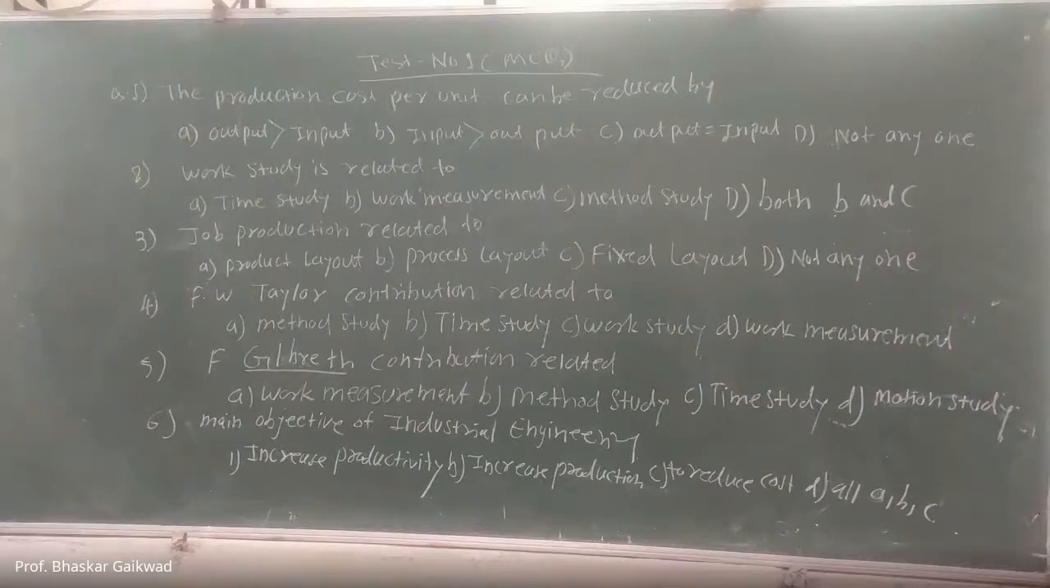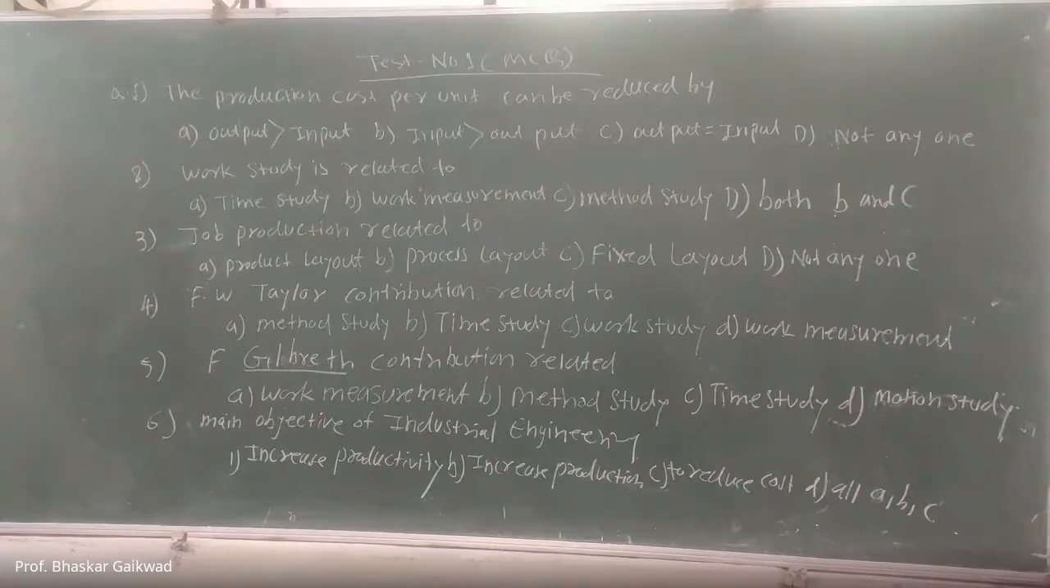So, you can write the right answers of question number one. If you get the right answer, you will get 1 mark. Then question number two, work studies related to: first alternative, time study; second, work measurements; third, method study; and fourth, both B and C. You can write the right answers. You will get 1 mark.